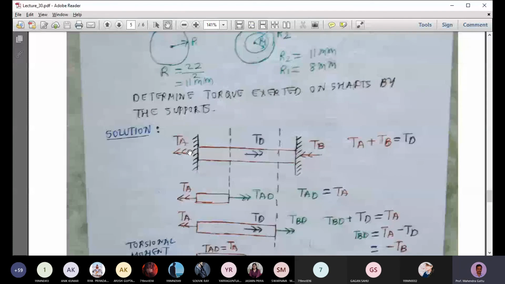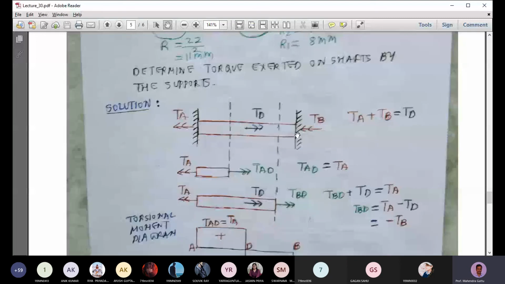So assume the torque reactions at A and B are TA and TB, and both are in the leftward direction. So the double arrows are both in the leftward direction. For equilibrium, TA plus TB is equal to TD. That is the equilibrium condition. But still we don't know what TA and TB are. We need one more equation.